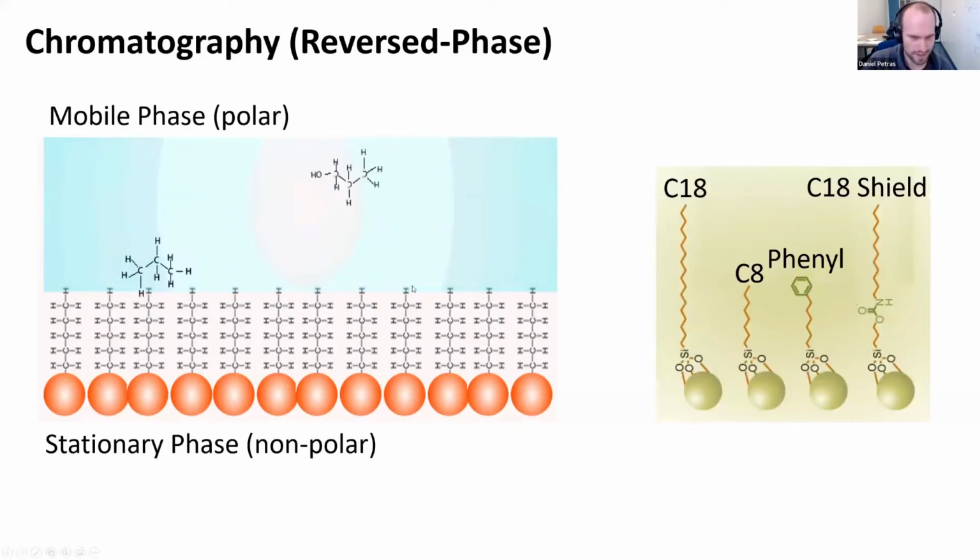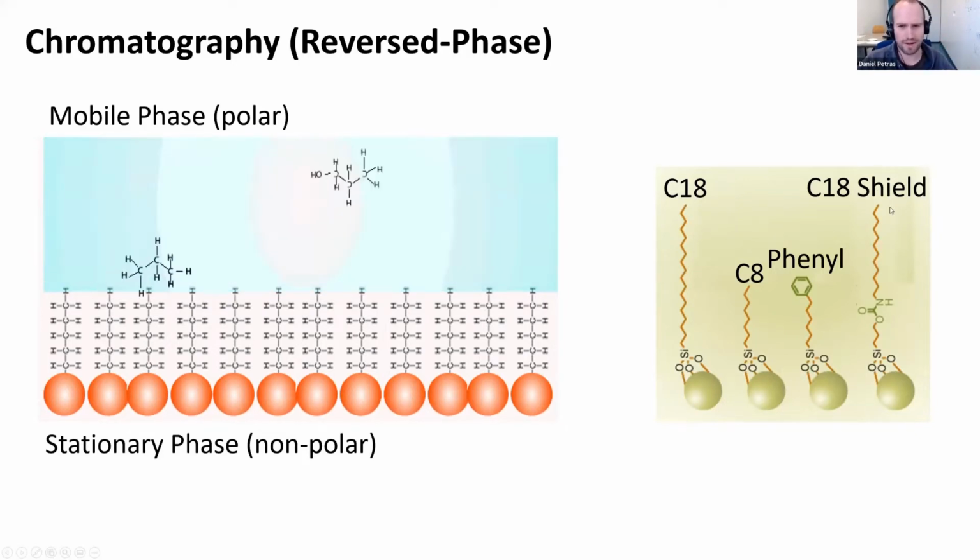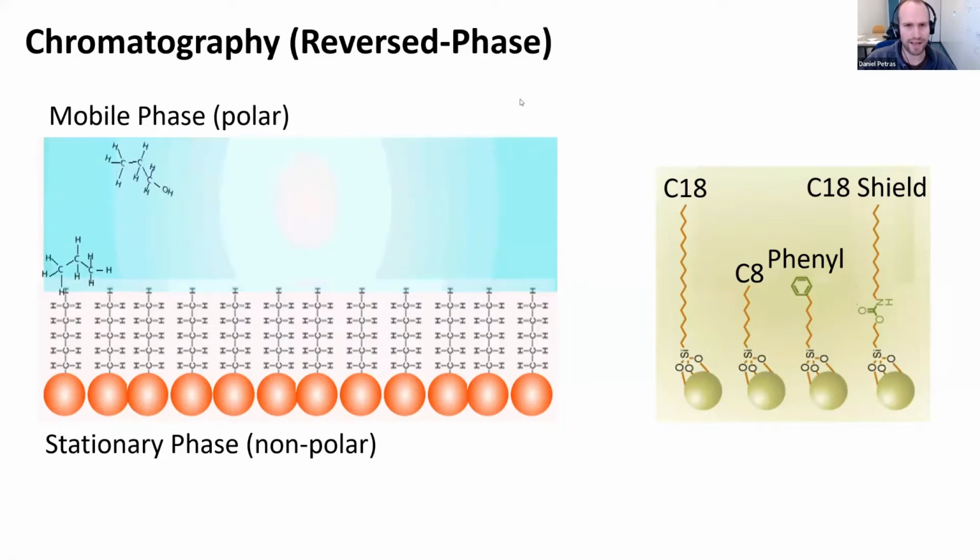This example here is C5. I don't know if that's actually commonly used, it's just an example, but what we typically have is C18 chains or C8, then some phenyl end groups for pi-pi stacking. And then there are all sorts of different variants with polar shields in the middle and different end capping of your silica beads. So it's really a huge scientific field, separation science, and pretty exciting.